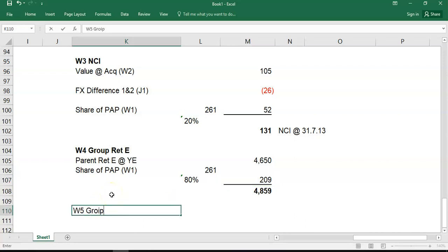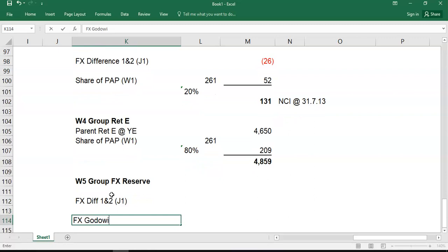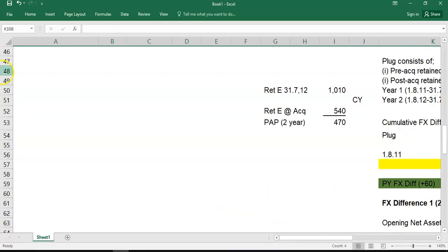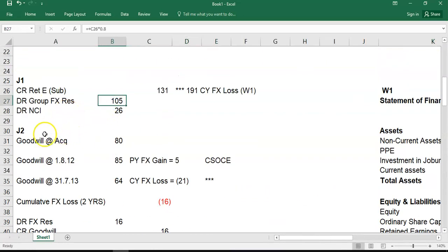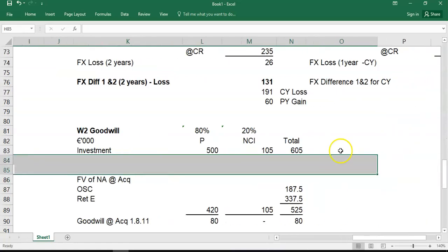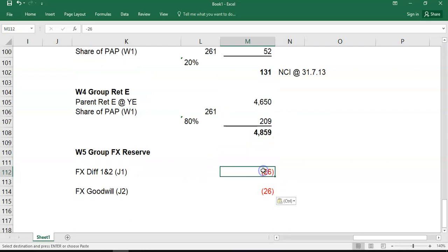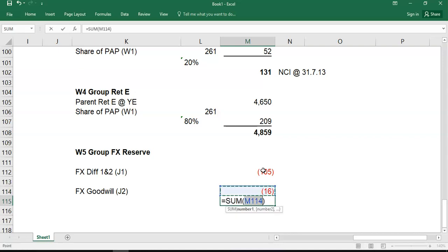Finally then, working 5, group FX reserve. You have FX difference 1 and 2 from journal 1. And you have FX on goodwill, which is journal 2. So you're just putting in those again. Journal 1 is a loss of 105. Journal 2, be careful you take the full amount, is a loss of 16. 2 debits, which are reducing or losses to the FX reserve. So I'll just take these to tidy them up. Minus 105, minus 16. So your closing one here is minus 121.